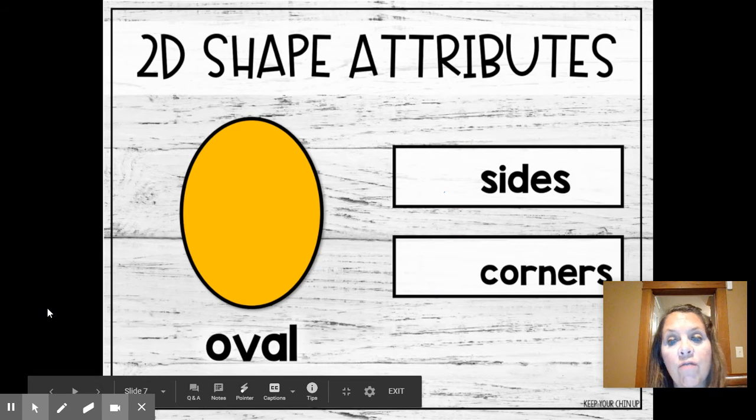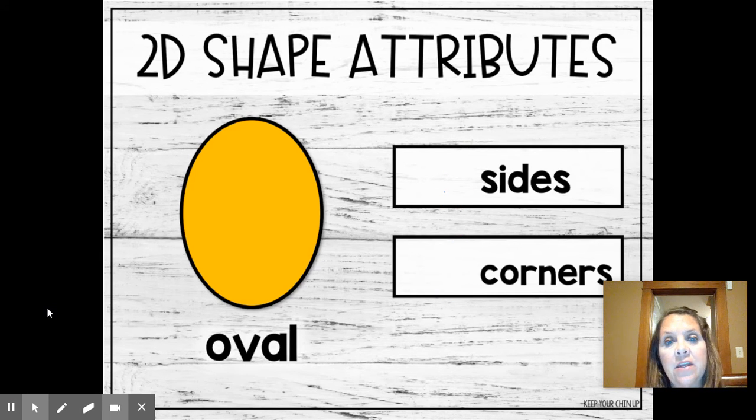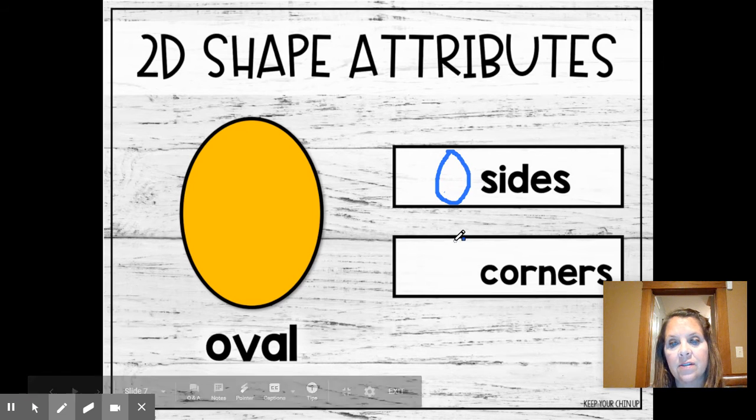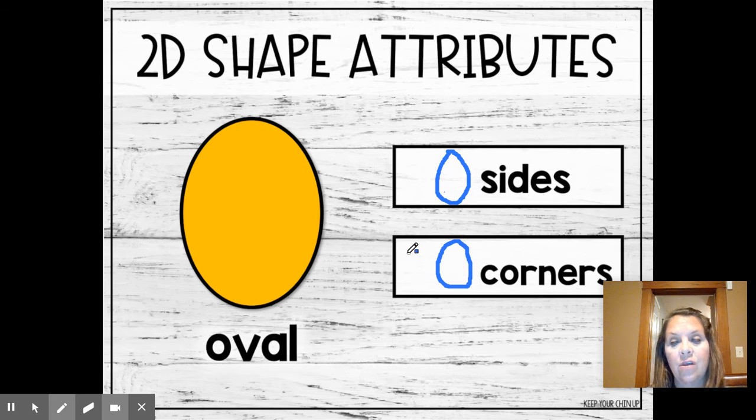Next up, we have an oval. Does anyone remember how many sides and corners an oval has? Let's pause. Correct, 0. Because in order to be called a side, it has to be straight. So we have 0 with the oval. Good.